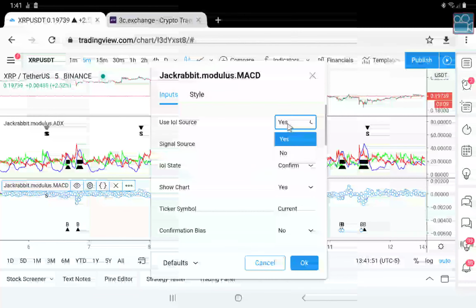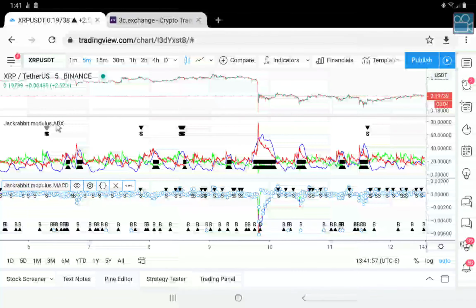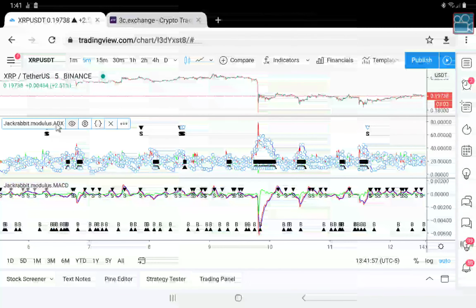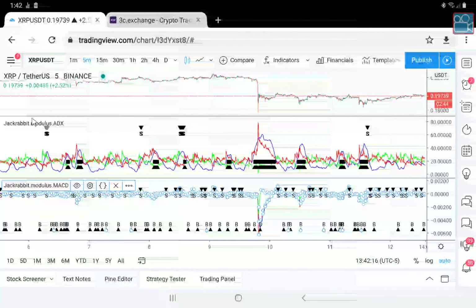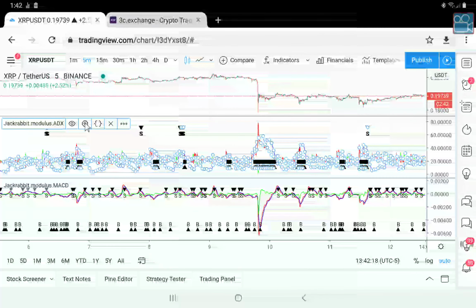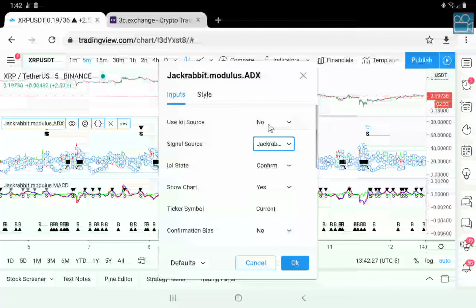For example, we can turn this off. MACD will revert back to its normal functionality, and we can incorporate MACD into, I gotta disable this. You have to disable this by default because TradingView knows, and it will keep you from creating circular references. So here's the MACD signal line, and yes, we want to use it.